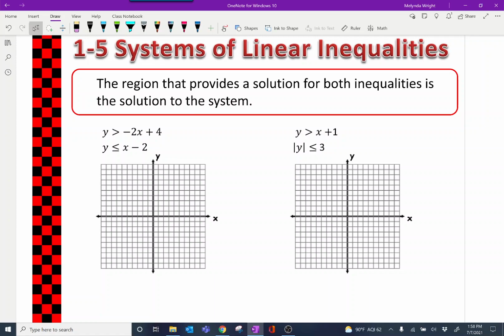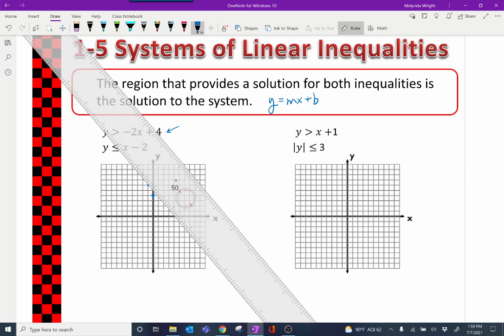The easiest way, not the best I guess, but the easiest way to graph lines would be to get them into the form y equals mx plus b, or y is less than or greater than mx plus b. So let's start with this particular one. We're going to graph this one in blue. If you recall, the 4 is the y-intercept, so I would go up 4. Then my slope is -2, rise 2, run 1.